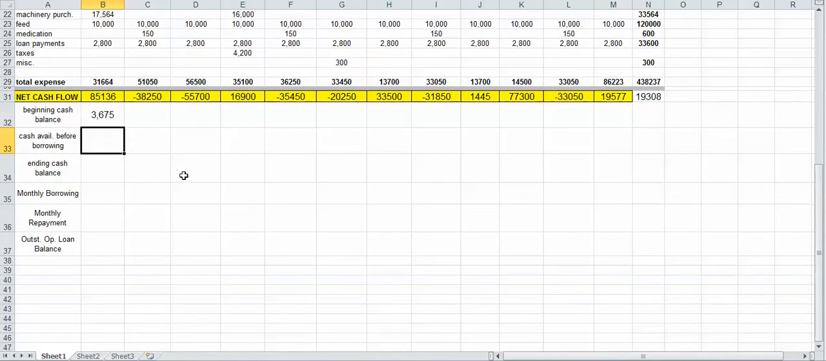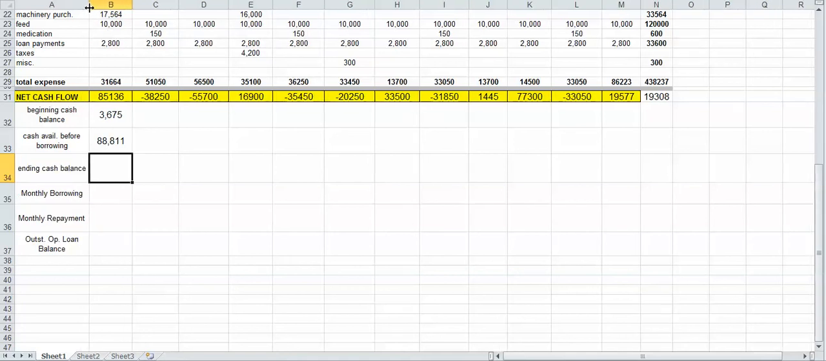But in any case, we have a large net cash inflow. So the first thing that we're going to figure out for every month is the cash available before borrowing. You figure that out by simply taking beginning cash balance plus monthly net cash flow. So for January, we have cash available before borrowing of $88,811. We're in good shape. We don't need to borrow money. We began the year with an outstanding loan balance. If there's nothing in the cell, it means that it's at zero. We certainly don't have to borrow any more money. We have $88,000 to work with here.